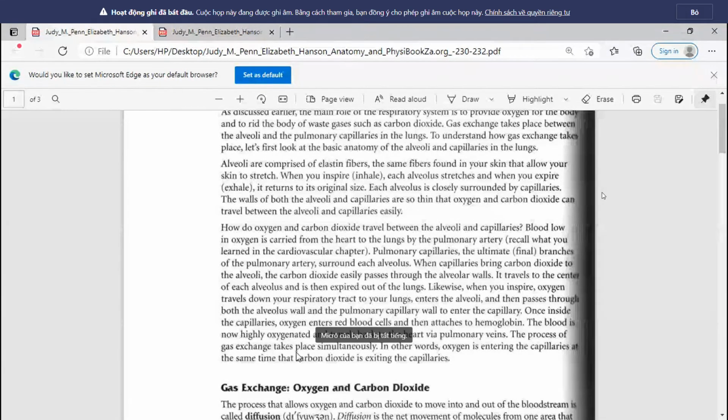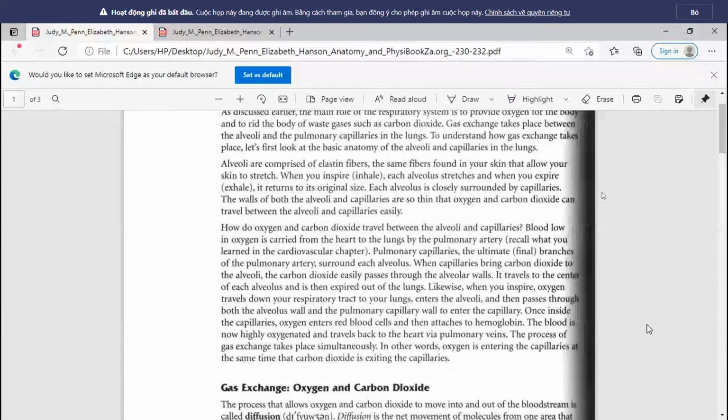The blood is now highly oxygenated and travels back to the heart via pulmonary veins, right? The process of gas exchange takes place simultaneously. In other words, oxygen is entering the capillaries at the same time that carbon dioxide is exiting the capillaries.